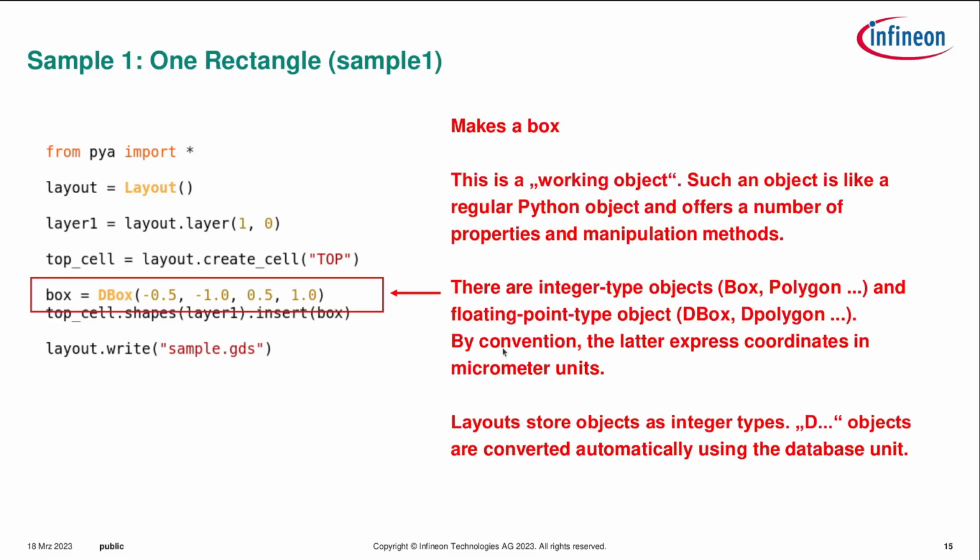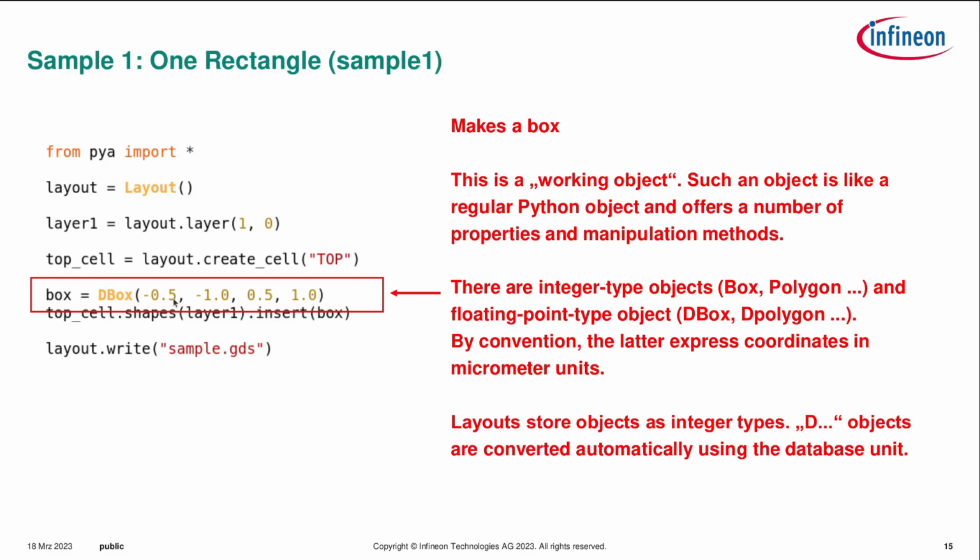And the next thing is I am going to create a box, a rectangle, and it takes 4 coordinates. So this is the left, bottom, right, top coordinate. And it's important to know that the box type here I am using is a particular one that allows me to specify the coordinates in micrometer units. This is indicated by the capital D. There is a box without the capital D. It takes integer units, and there's a box with the capital D, and it takes micrometer units. If I use the D box, I can specify coordinates in micrometers.